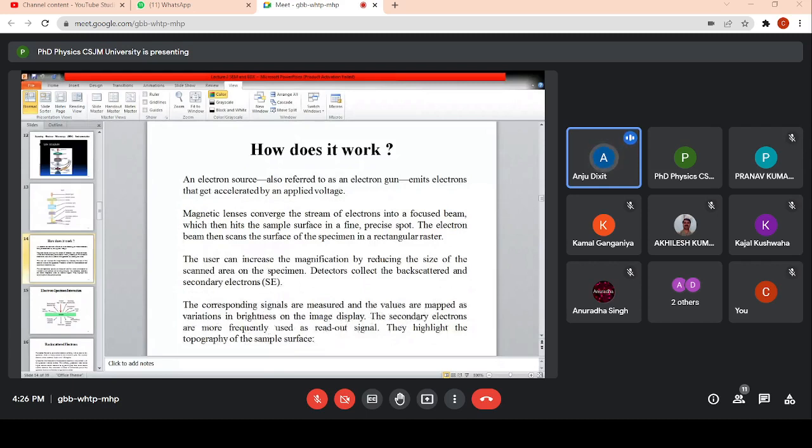So the TV scanner, all things are there. They are attached to the instrument, so that the secondary electrons are more frequently used as the readout signal. They highlight the topography of the sample surface.